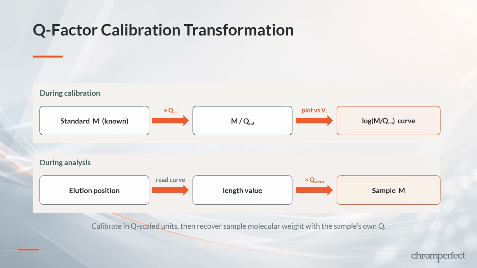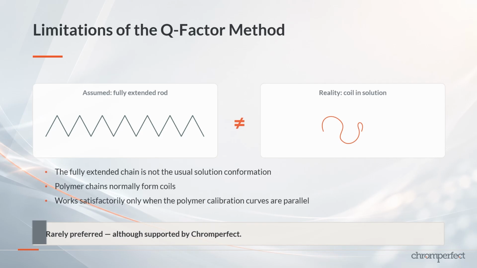laboratory measurements. However, fully extended chain length is not always a reliable representation of the size that determines SEC separation. Polymer chains in solution normally exist as coiled structures rather than fully extended rods. Different polymers can form coils with different shapes and degrees of expansion.